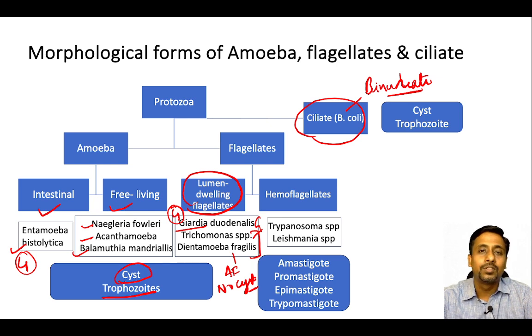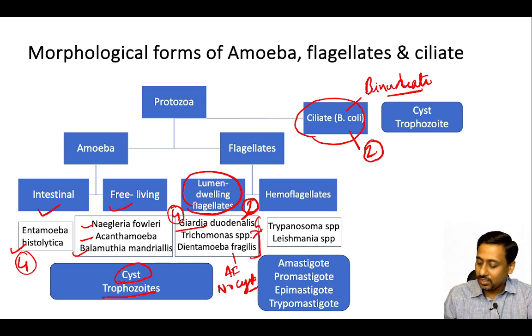Again the trophozoites are uninucleate except in case of Giardia, in which it is binucleate, and in case of Balantidium coli again it is binucleate. So both the cyst and trophozoite are binucleate in case of Balantidium coli, whereas in case of Giardia duodenalis the trophozoite is binucleate. Okay, so this is about the morphological forms seen in the amoebas and the lumen dwelling flagellates.